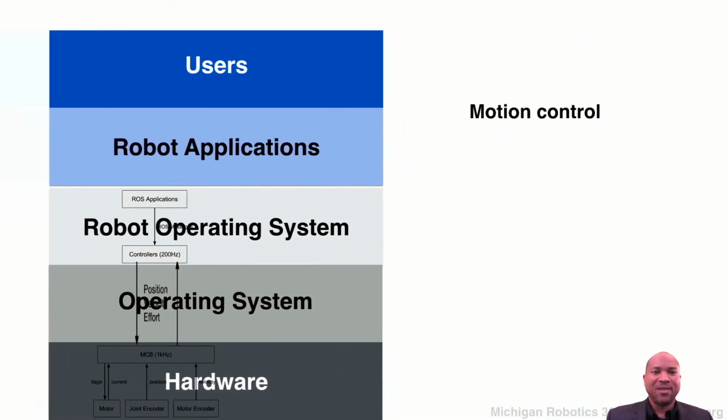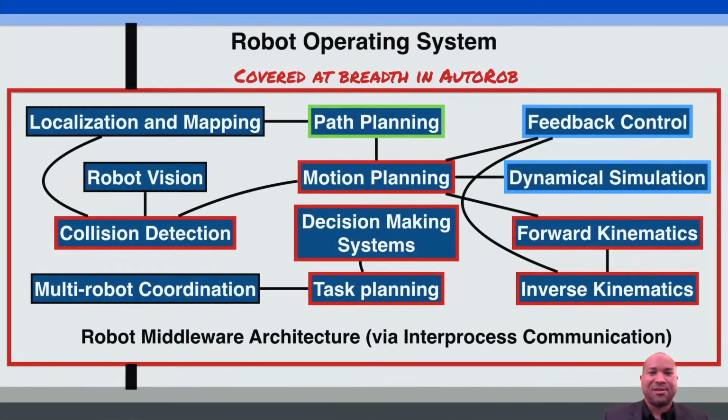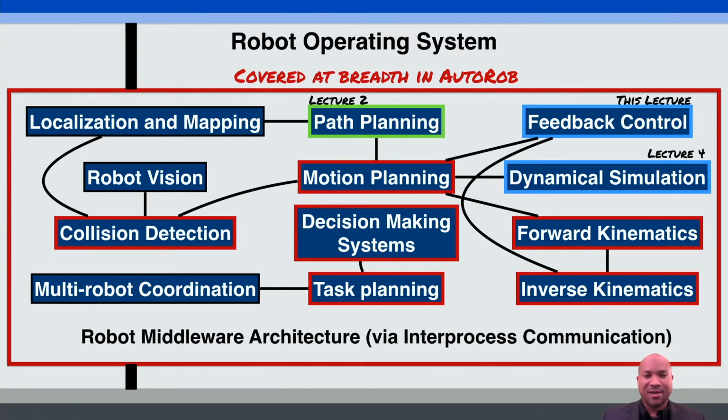And so if we think about how this relates to the robot operating system stack, it fits in there. What we talked about last lecture was how we could do dynamical simulation and simulate these types of robots. And now we're going to talk about, on top of that, how we can do feedback control. And so that feedback control part of this task is what we're going to do in this lecture.